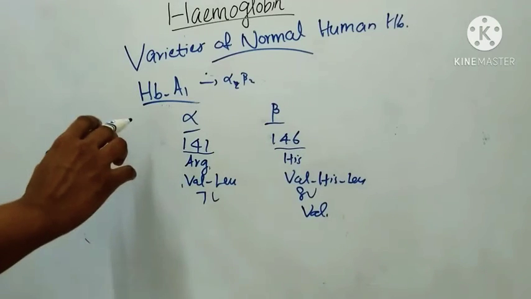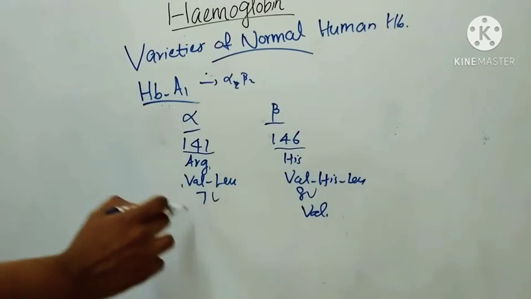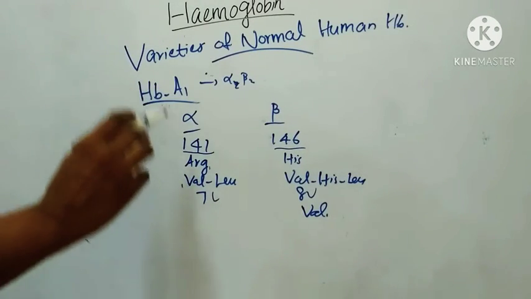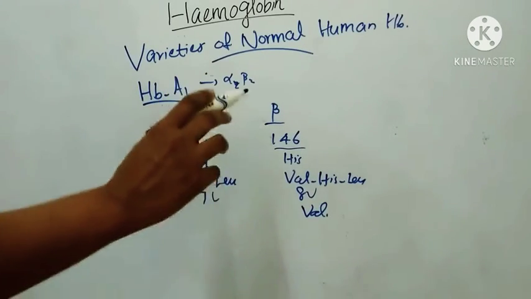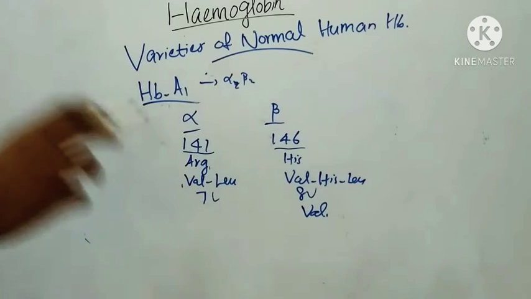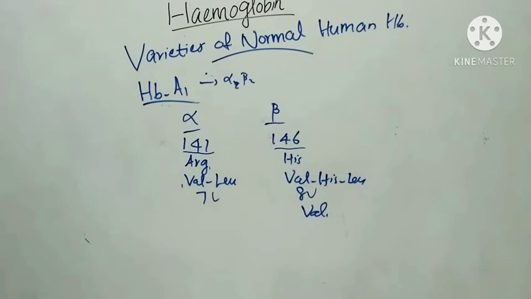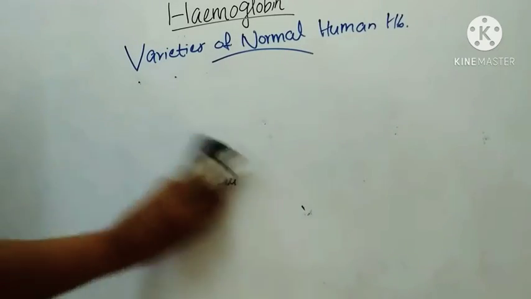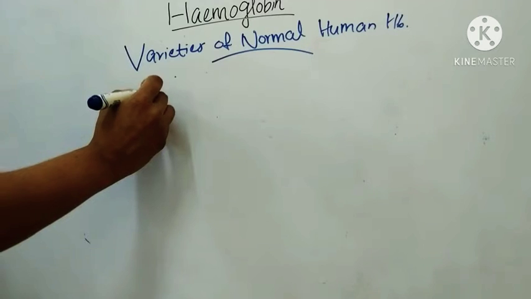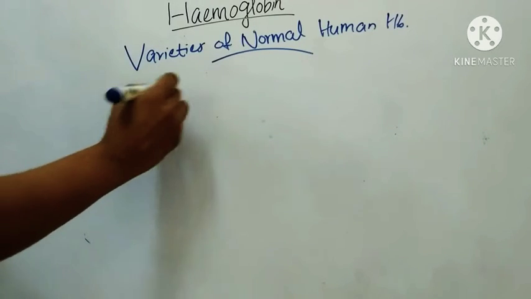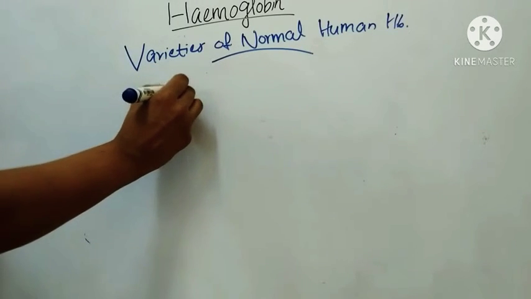Then about the heme pocket, in alpha it is adequate for the entry of 1 molecule of oxygen. In the beta subunit, entry of oxygen into the heme pocket is blocked by a valine residue. That is about HbA1, the adult hemoglobin, which is about 90 to 95% of hemoglobin of adult type. Then the next one is HbF.